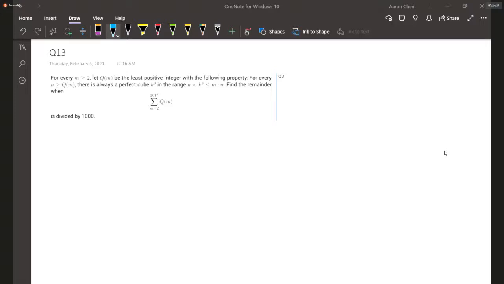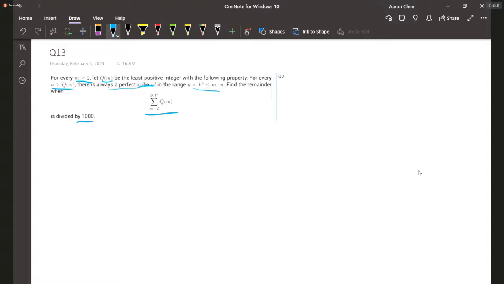Alright, so I'll start going over this problem now. For every integer m at least 2, let q of m be the least positive integer with the following property: for every n that is at least q of m, there is always a positive integer k cubed in the range n less than k cubed less than or equal to m times n. So we want to find the remainder when the sum from m equals 2 to 2017 of q of m is divided by 1000.